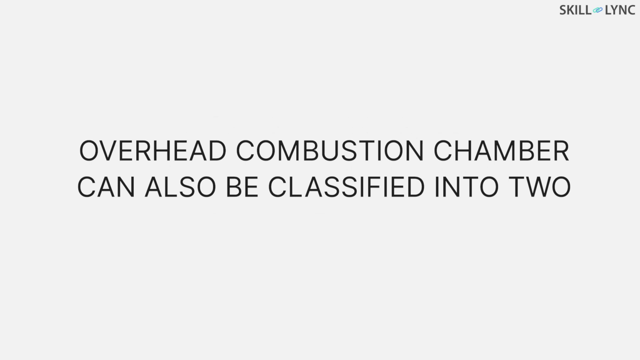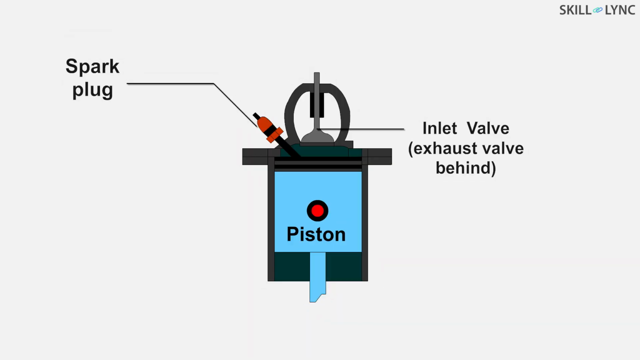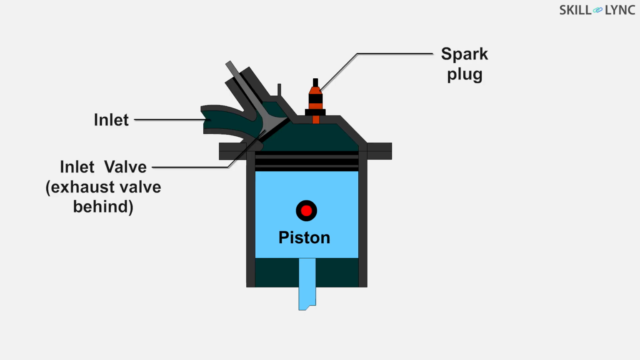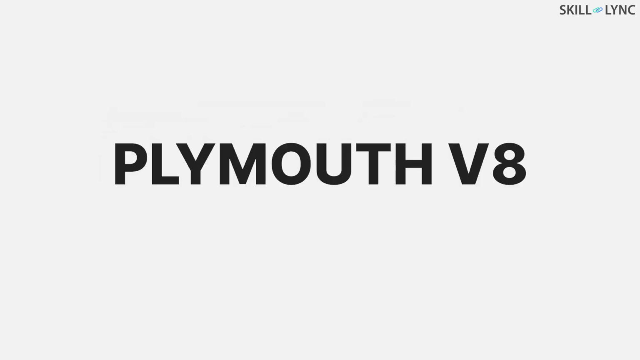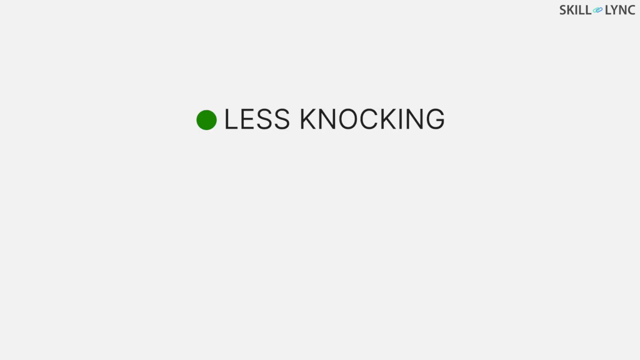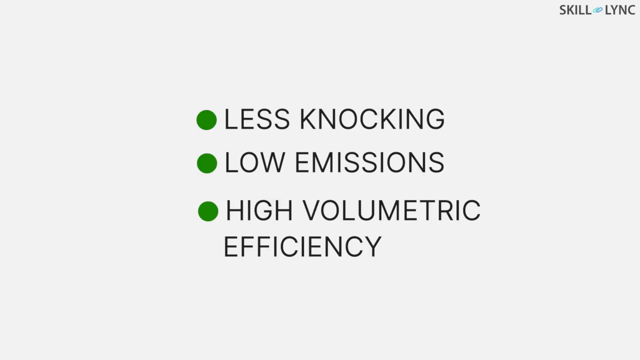Overhead combustion chamber can also be classified into two: bathtub type and the wedge type. In the bathtub type, the spark plug is placed at the side and the valves are placed vertically at the top. In the wedge type, the valves are placed inclined, whereas the spark plug will be at the top. This type is seen in the Plymouth V8. The advantages of this type of combustion chamber are less knocking, low emissions, and high volumetric efficiency.